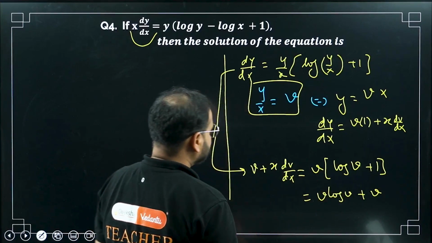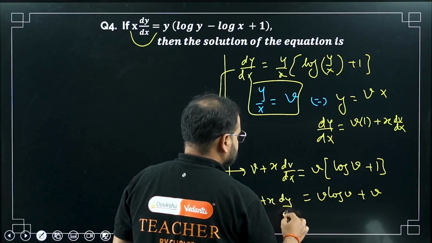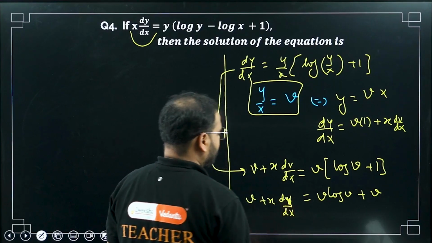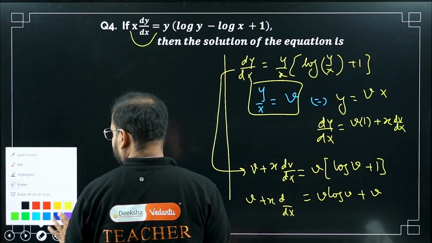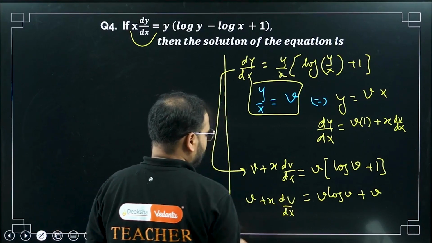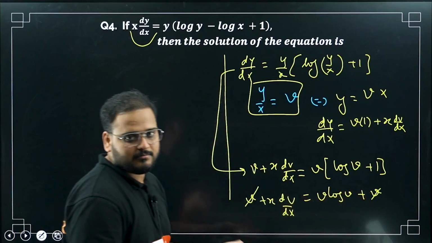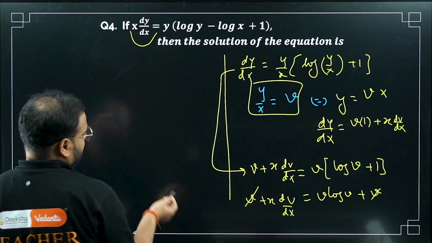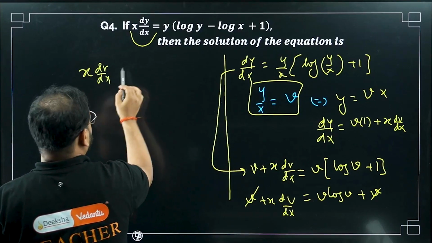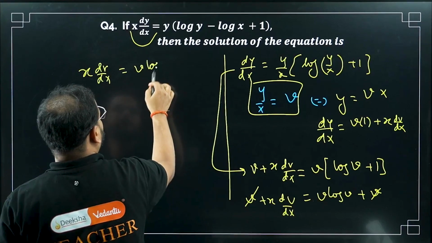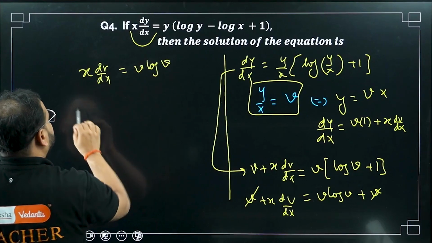Okay, now if you check here, it's not y, it's v, the variable v. Okay, I can cancel this v and this v. Now I have to use the variable separable method. What I have is x dv by dx equals v log v. Okay, I'll bring this v log v over here and bring this x dx there. I'll get what?